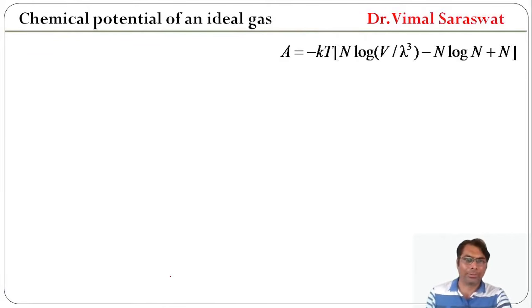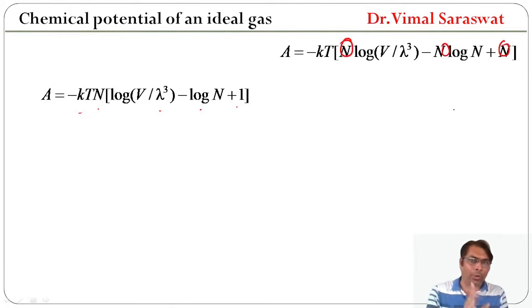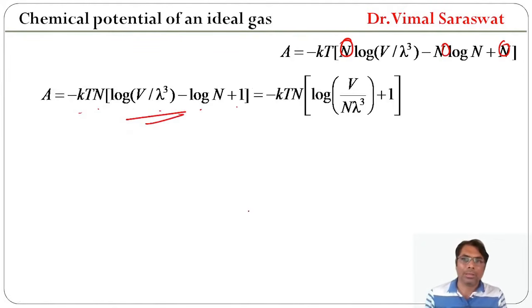Now A is this one. So A equal to minus kT N log V by lambda cube minus log N plus 1. So we take N common from here and we get this one. Now we apply log M minus log N here. So A equal to minus kT N log V upon N lambda cube plus 1.